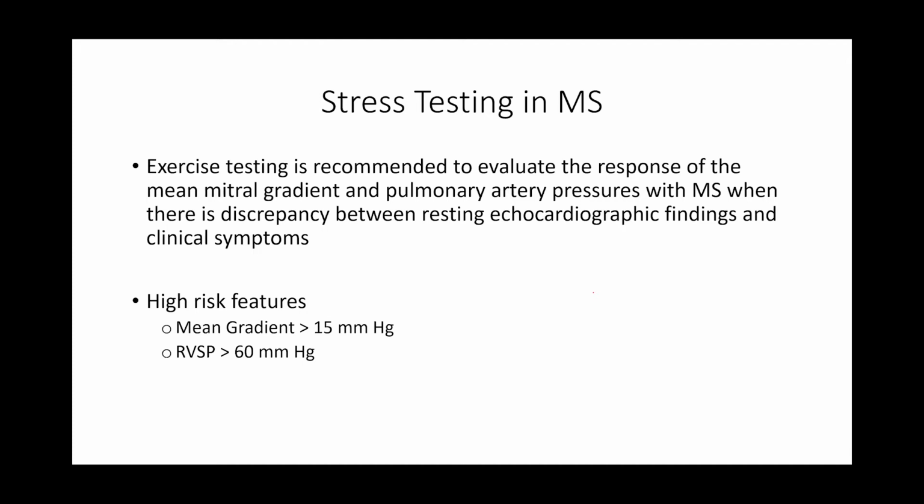So whenever there's a discrepancy, think about doing stress testing, and there are two main parameters we need to look into: whether your mean gradient is increasing to more than 15, and your right ventricle systolic pressure is increasing to more than 60. If you're meeting these two criteria, it means you need to refer your patient to a cardiologist.